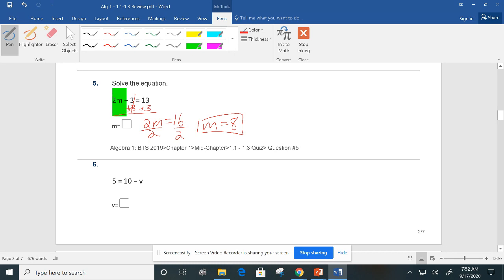Number 6, subtract 10, subtract 10. Negative 5 is equal to negative v. So remember, there's really like a 1 here. Divide by negative 1, divide by negative 1. And you're going to get 5 is equal to v as your solution.